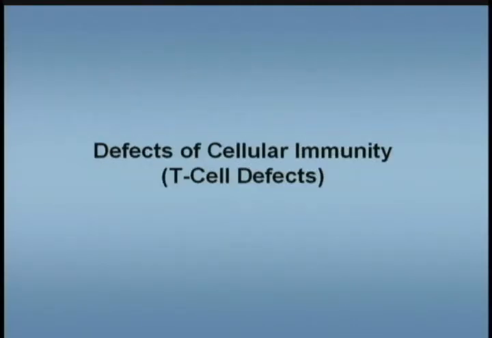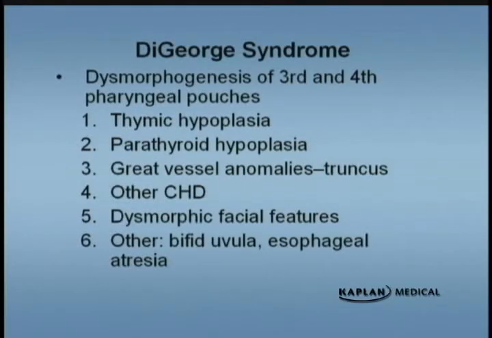We're now going to discuss the T-cell defects, and the classic one is DiGeorge syndrome. This is a problem with the pharyngeal pouches. It will cause a thymic hypoplasia, and that's what's going to cause your immune deficiency. However, the parathyroids are also going to be affected, and that's going to cause hypocalcemia. Hypocalcemic seizures are the most common initial manifestation of DiGeorge syndrome.